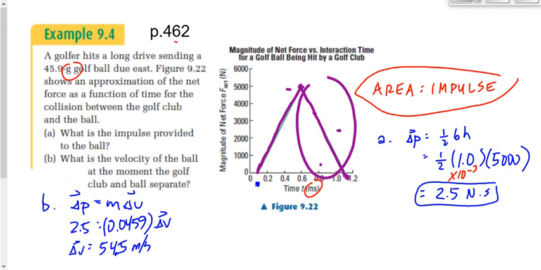What equation did I not use with this? What equation will I never use with one of these problems? Force times time, because what force do I use? Like it's changing the whole time. It's easier just to do it the way we did.